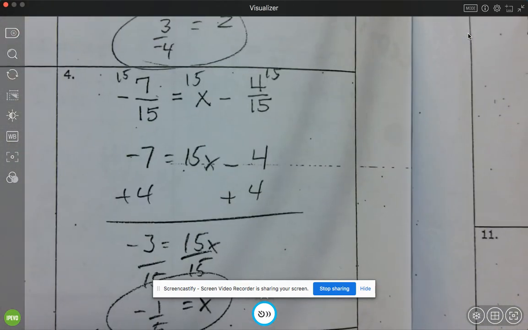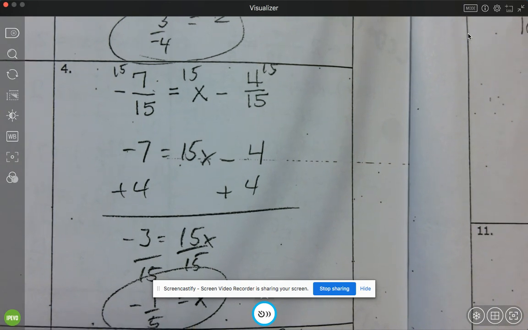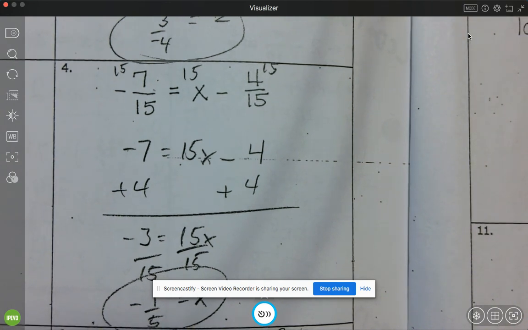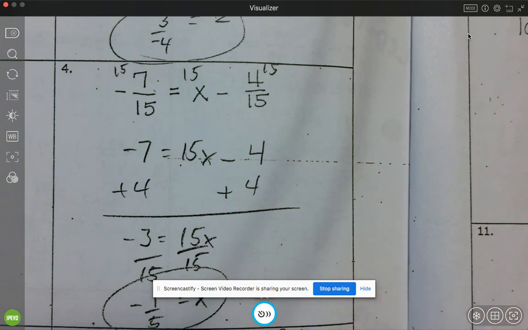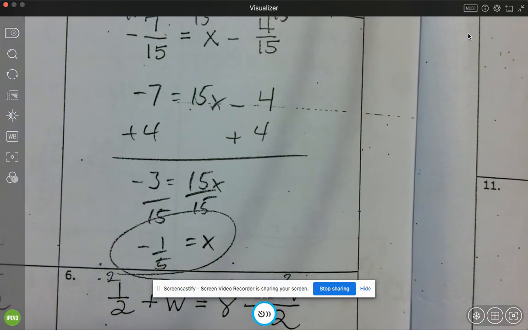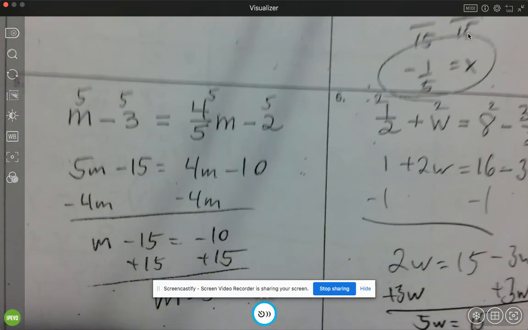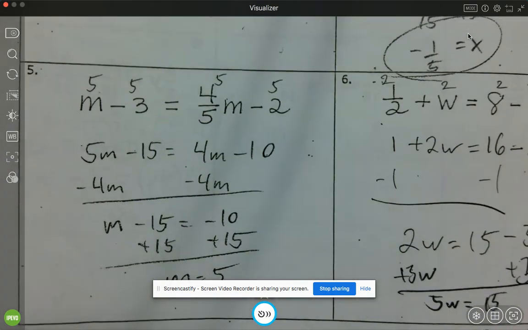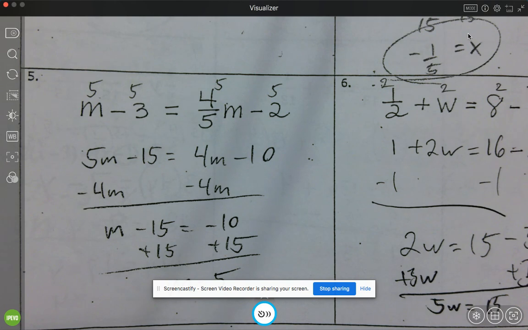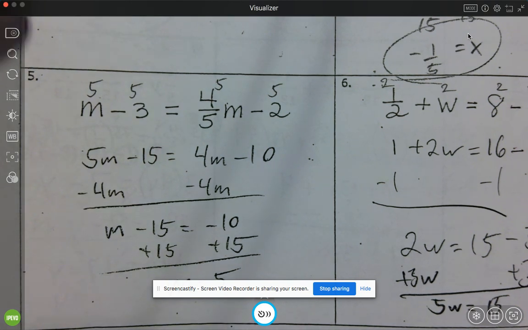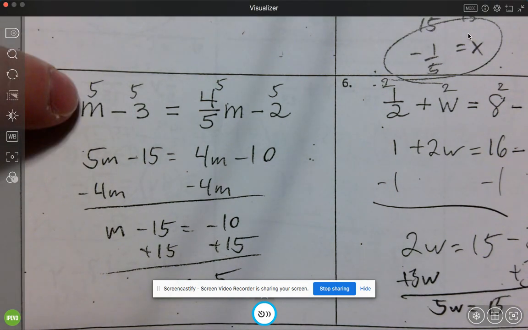Number four, multiply everything by 15. This one ends up just adding 4 and dividing by 15. It's -1/5 that reduces to. Pause the video at any point or go back if you want to see the work. Number 5 should look like this. Multiply everything by 5. Make sure you do that by the constant too.